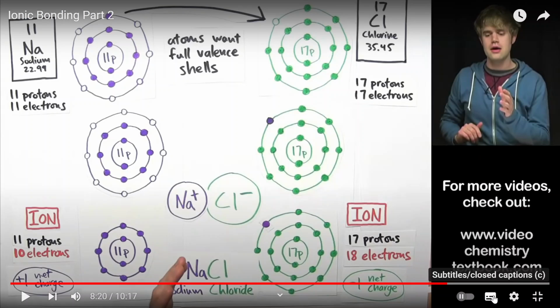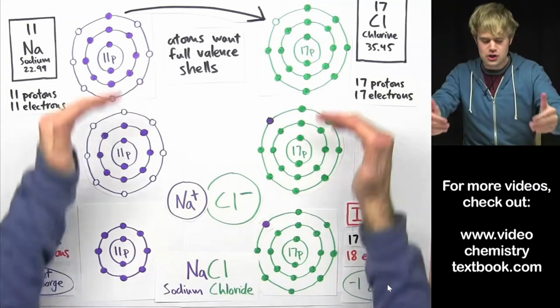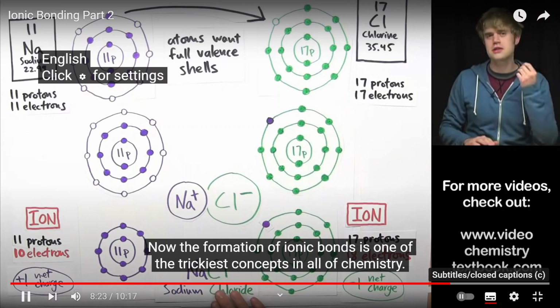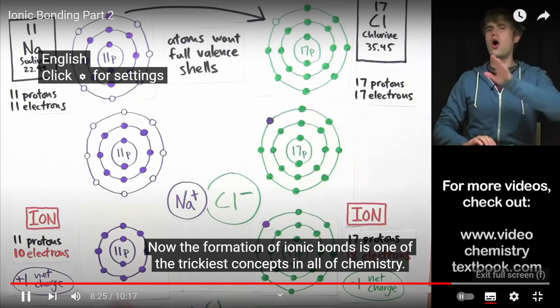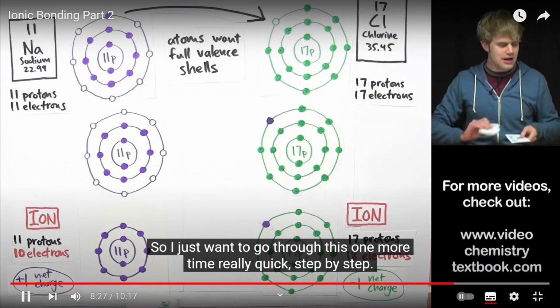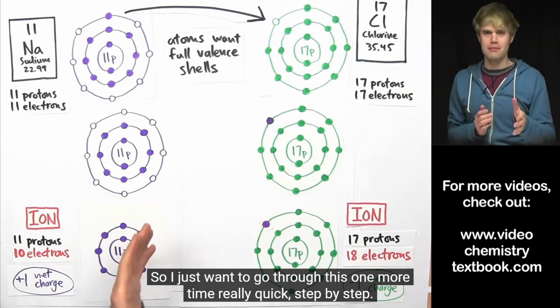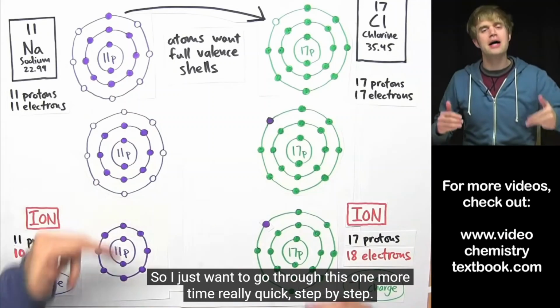Sodium chloride. There we are, NaCl, sodium chloride. The formation of ionic bonds is one of the trickiest concepts in all of chemistry. So many people are confused by it. So I just want to go through this one more time, really quick, step by step.